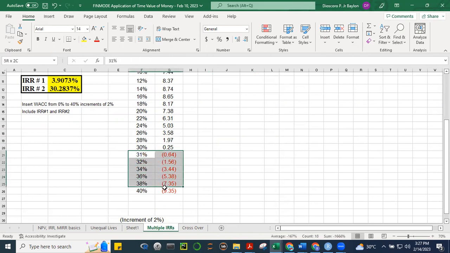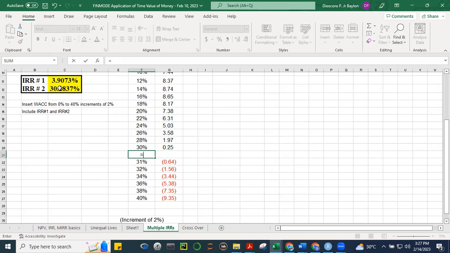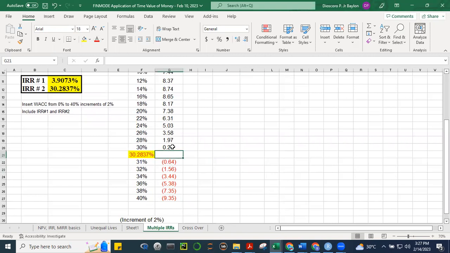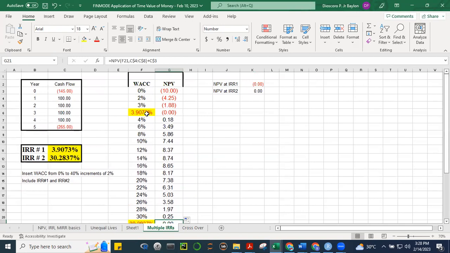So I'm going to insert a space here and then i-equate ko. Note, I'm not typing it. Ini-equate ko dun sa formula. And then lagyan ko lang ng red color para alam ko na ito. In-insert natin. And then copy the formula and NPV doon. Zero siya. So as expected, at IRR of 30.2837 plus pa something, our net present value is zero. At an IRR of 3.9073, the net present value is equal to zero.